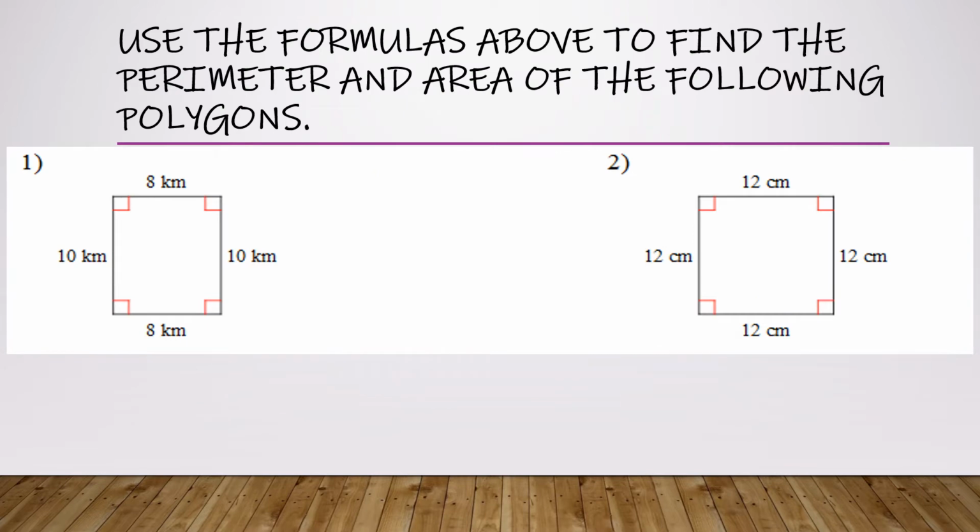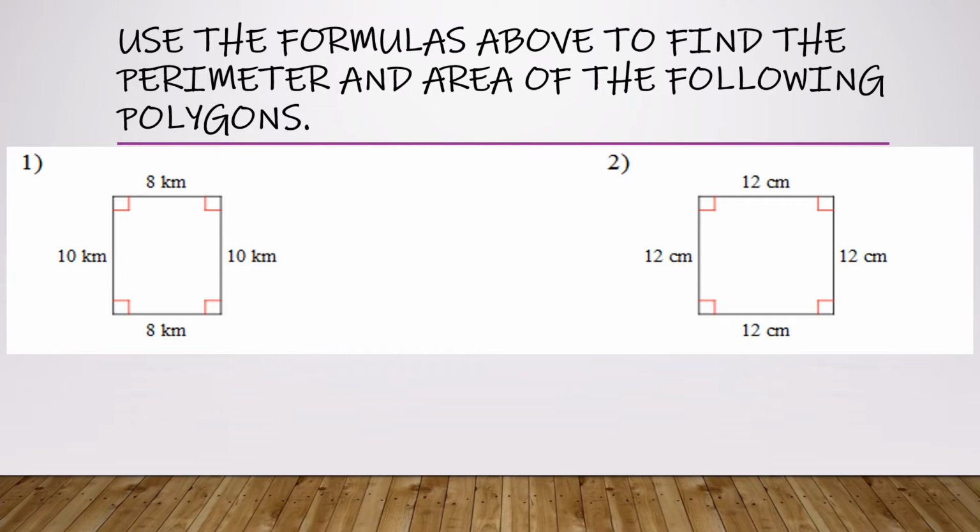Okay, so now you want to use the formulas above to find the perimeter and area of the following polygons. I'm just going to go through this quick. You guys should pause it and try to do these on your own if you're watching this video again because you missed the notes in class.